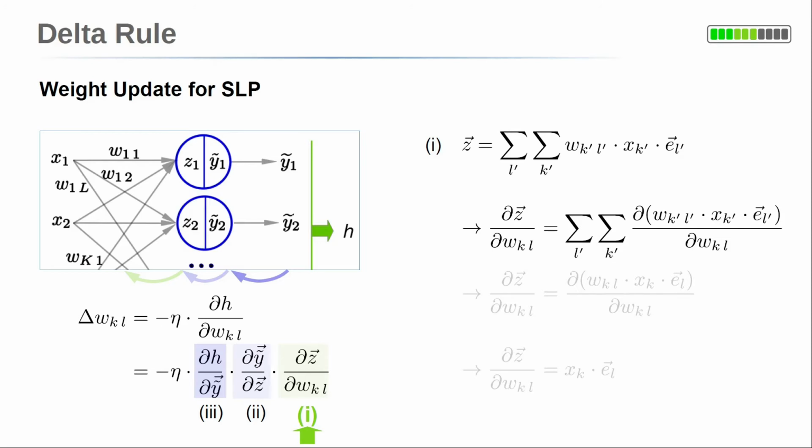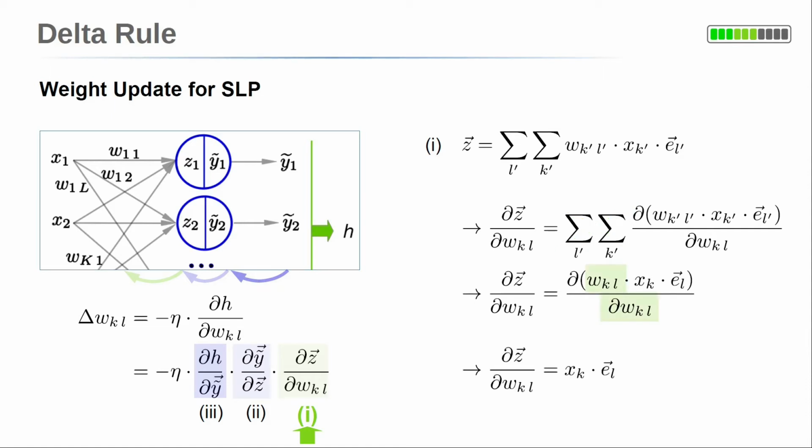The derivative is now straightforward to calculate. Note that we used l prime and k prime as summation indices, so we can place the derivative into the sum. The derivative of this expression with respect to w_kl has a non-vanishing contribution only if k prime equals k and l prime equals l. So both summations collapse and the derivative of w_kl times x_k times the unit vector e_l with respect to w_kl remains.